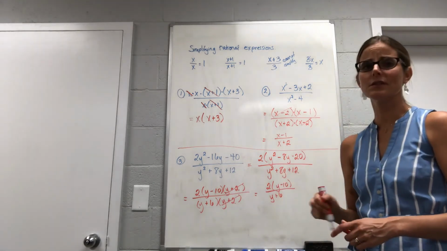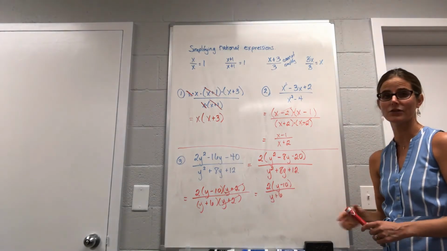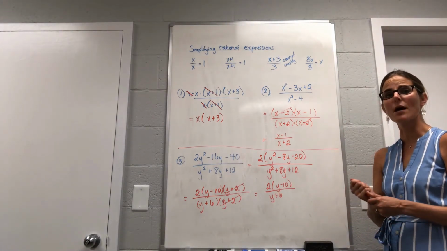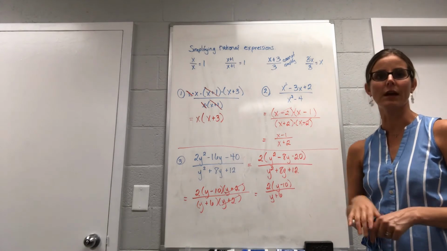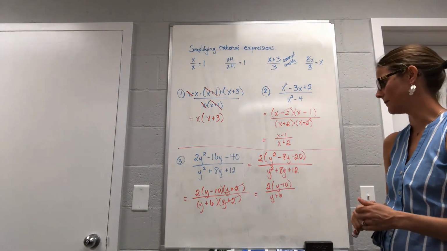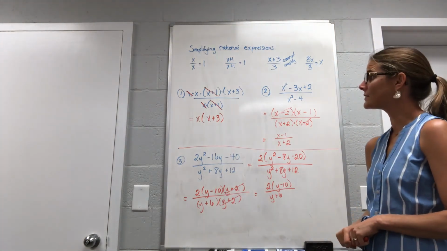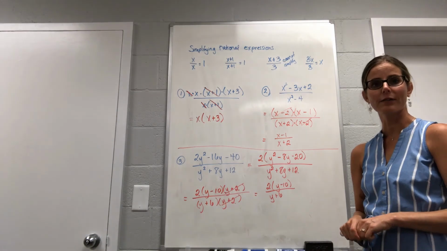For the purposes of just simplifying, once you get here and you've canceled out like factors, you do not need to go back and distribute that 2. There would be problems, like if we get down the road in solving, where you would want to distribute that 2 out, but for the purposes of these just simplifying problems, you do not necessarily have to do that. All right, so those are some examples on simplifying rational expressions.